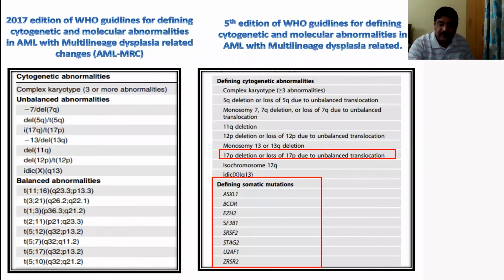So all these are finer entities. This on the left side was 2017. You have all these translocations, which are balanced abnormalities, which were found in MDS-MRC or AML-MRC, in addition to the unbalanced abnormalities, which you all read even before this fourth classification. Next, please.